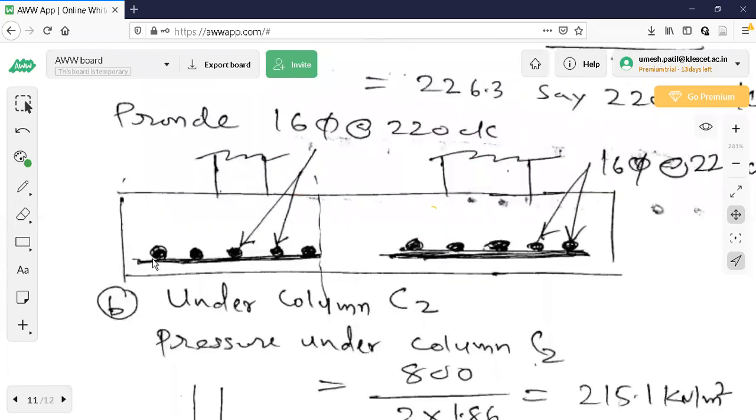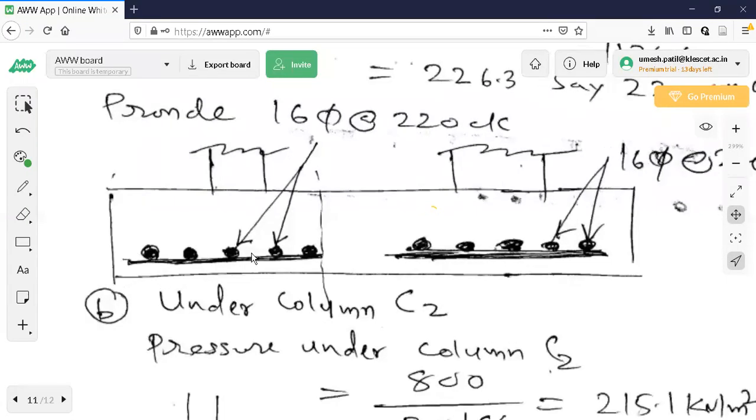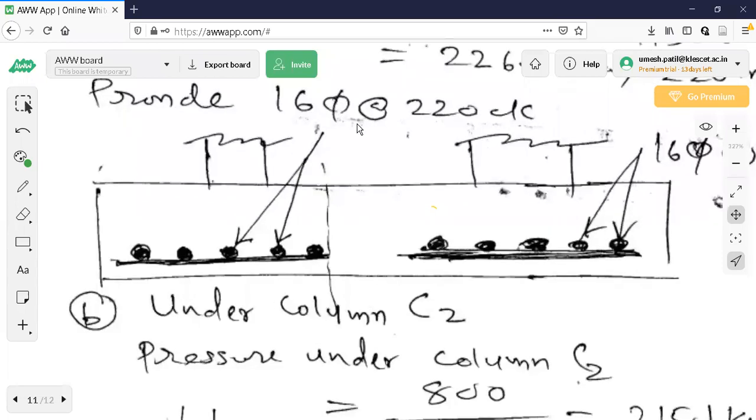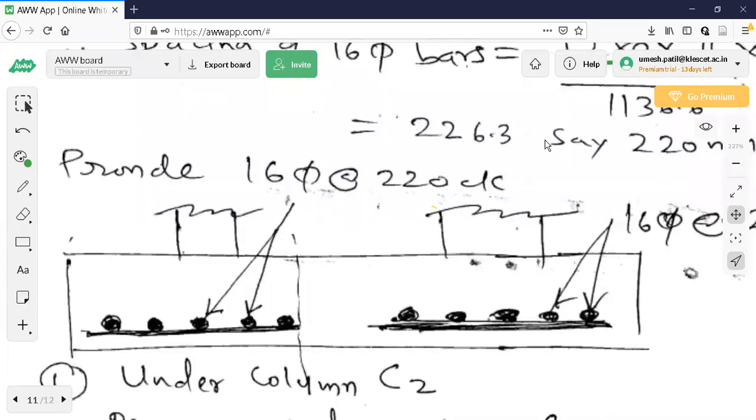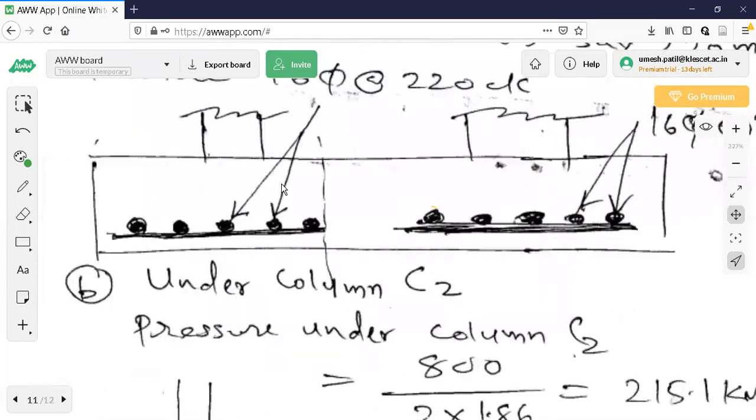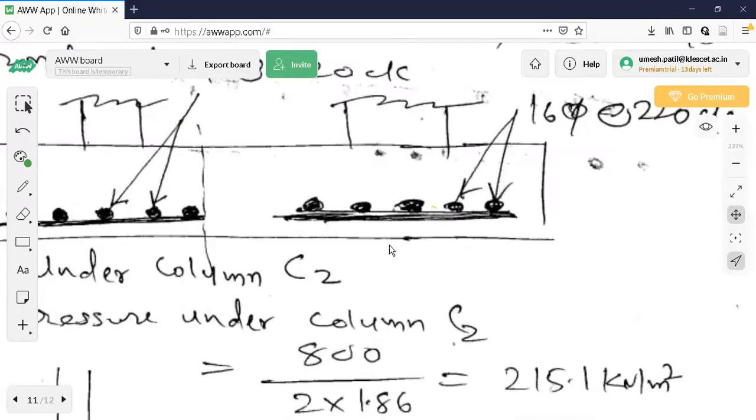16 mm at 220. Just observe this. Are you getting this? It is transfer steel. It is running parallel to the width of the footing. These bars are running parallel to the width of the footing. 16 at 220. It is provided here. Here also 16 at 220, but I will show you that one.